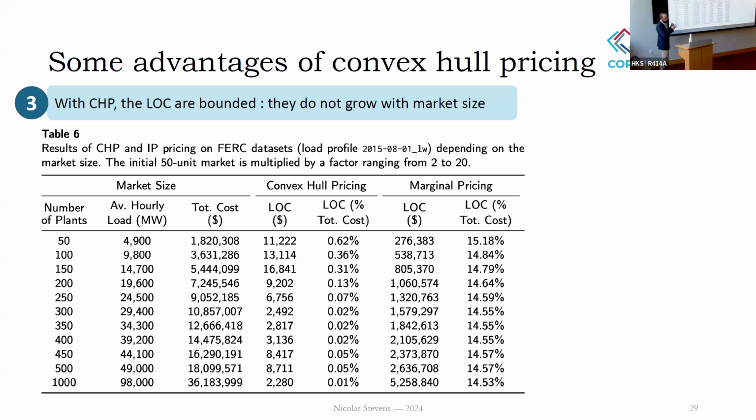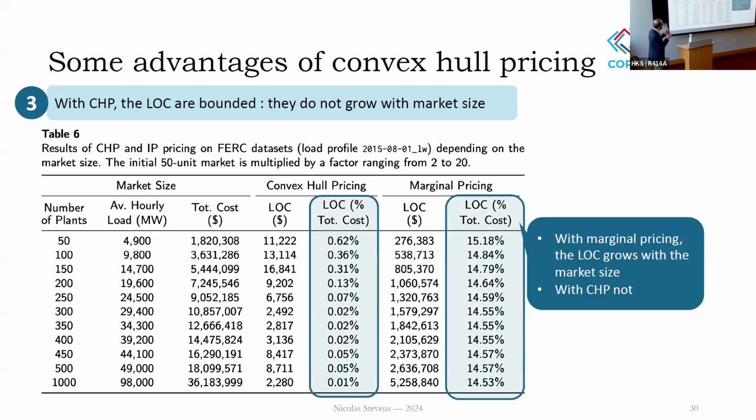So here we artificially create a small market, and then we increase this market from 50 power units to 1,000 power units, and we, of course, scale the loads accordingly. Then for each of these cases, we compute the optimal solution, we compute the prices, and we monitor the lost opportunity cost. And the big difference, and what you can actually establish rigorously, is that if you choose convexity pricing here, what happens is that indeed it smoothens out.